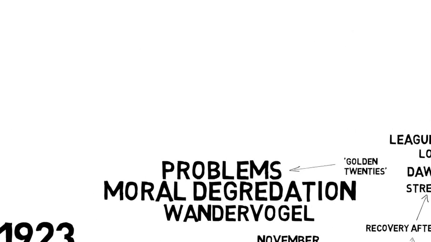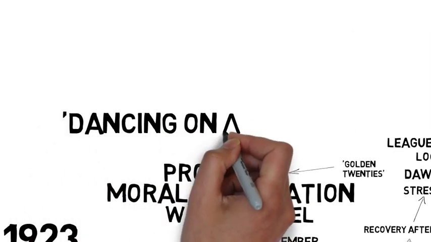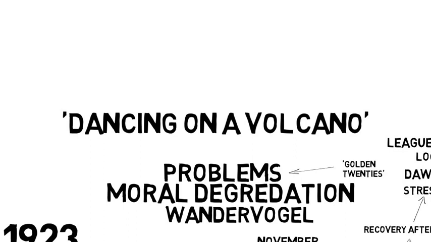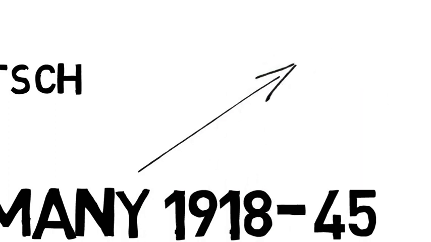And the biggest problem is that all this recovery is based on American loans and the idea that Germany is dancing on a volcano, it's having great fun, but this volcano could erupt at any moment. And obviously, this is what happens with the Wall Street crash, and America calls back its loans. The Young Plan is signed just before the Wall Street crash, so it has nearly no effect. And so the Weimar Republic is in real crisis.